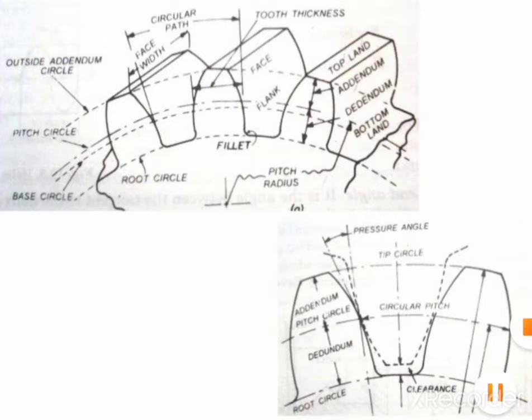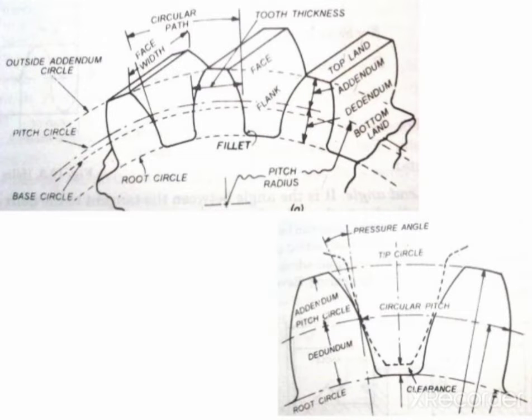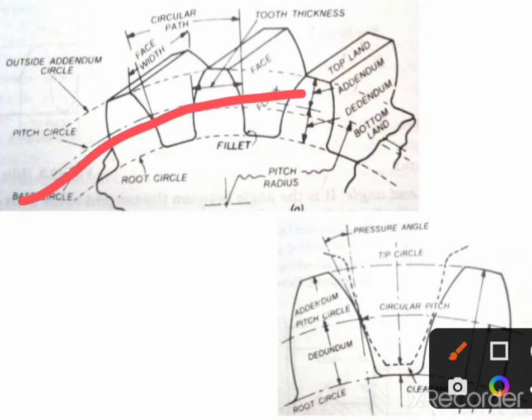Here we can see the flank. It is given that this flank of the tooth is the side surface of the tooth below the pitch circle, and it is perpendicular to the plane of the gear. It is below this pitch circle, and this face is above the pitch circle.